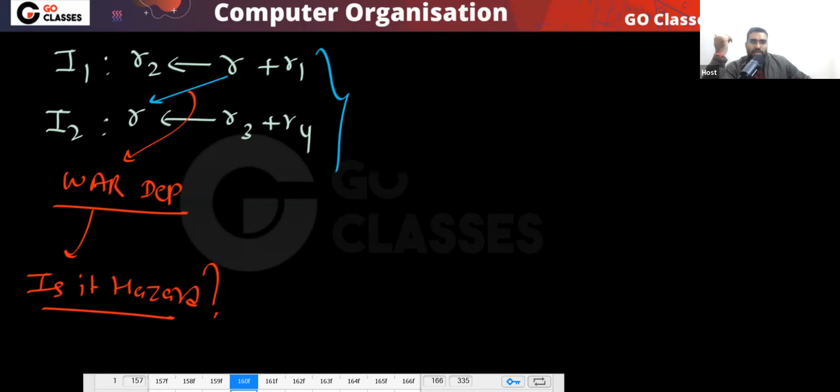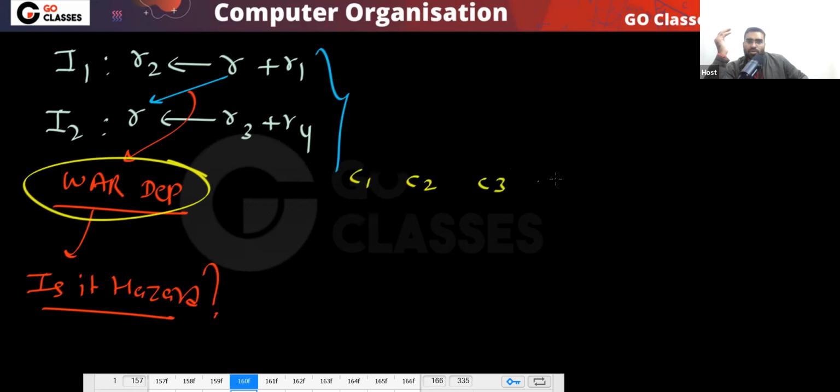Swagtendu, tell me, did you see the proof? Did you see that these dependencies can never create any problem? C1, C2, C3, C4, C5, C6. Look at this instruction I1.